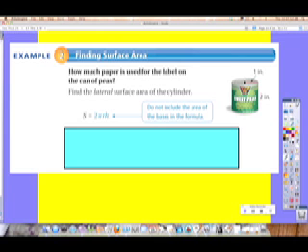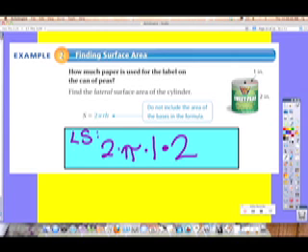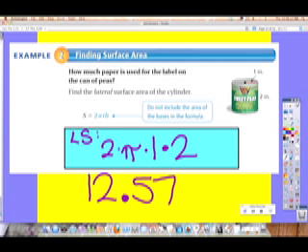Okay. Next, open your books. Start your assignment. Okay, top of page 148. Write down your 2 formulas so you remember. Surface area is 2 pi r squared plus 2 pi RH. And then remember that lateral surface area is just 2 pi r h.